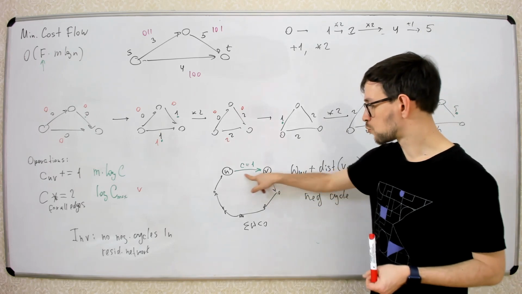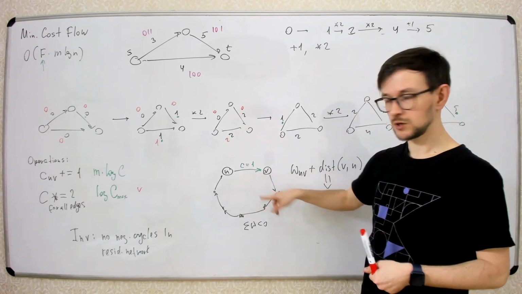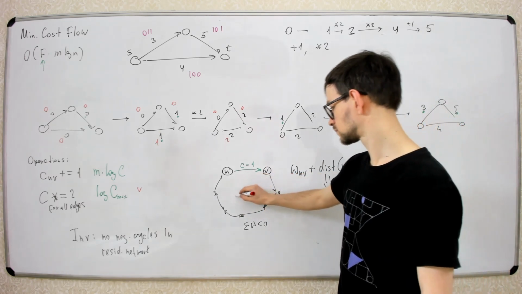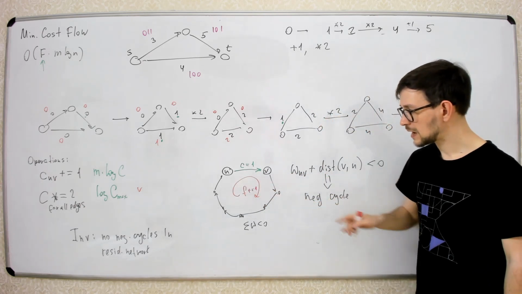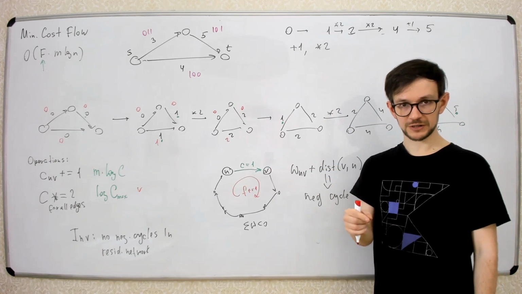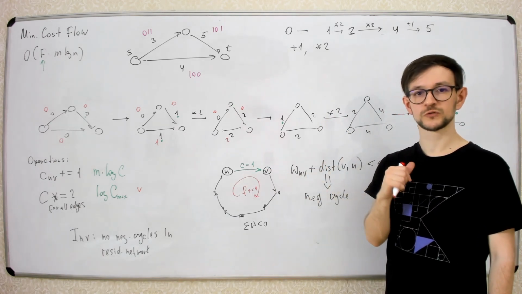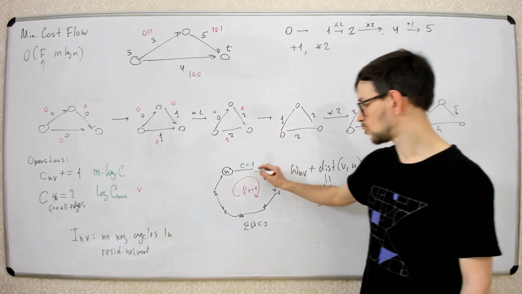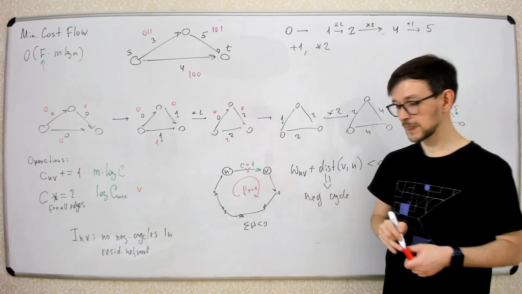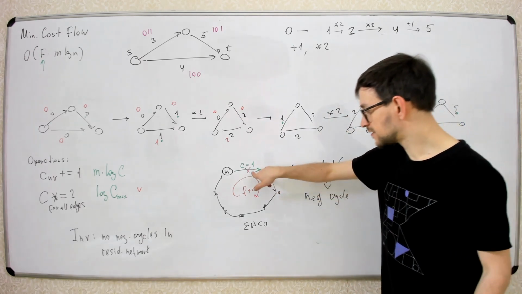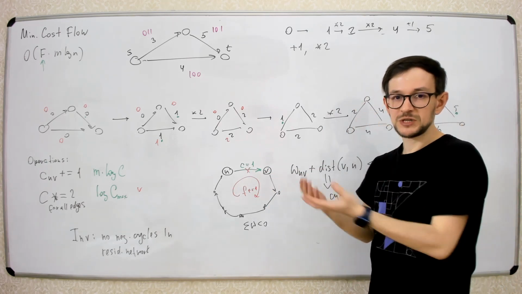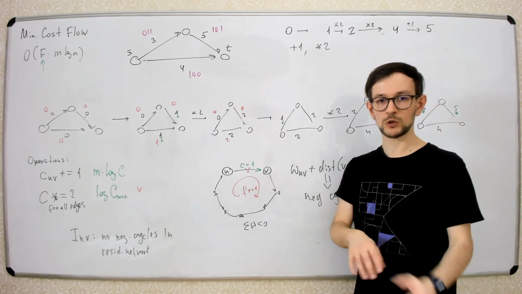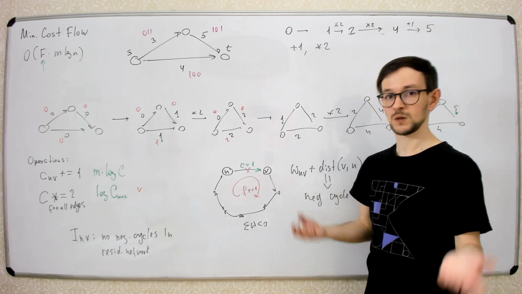So when we try to push 1 unit of liquid through this path, this edge will become saturated and it will be removed from the residual network. So we just added this edge and immediately removed it from the residual network. Now again, since we didn't have any negative cycles before, we don't have any negative cycles now. Ta-da!